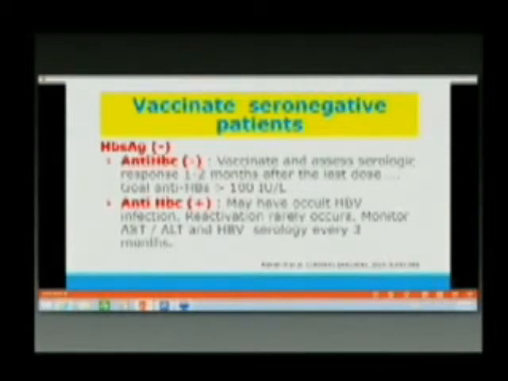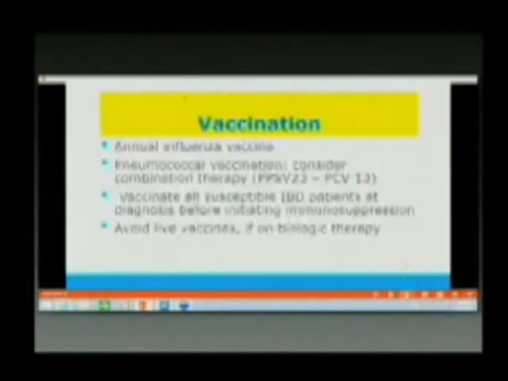If you have patients who are anti-HBC positive, even though they're HBS antigen negative, you might have occult hepatitis B infection. Having said that, the reactivation rarely occurs, and as such, you do not need to place these patients on prophylactic therapy. What you would need to do is to monitor your AST, ALT levels and your hepatitis B serology every 2 to 3 months. Okay. It's important to vaccinate your patients.